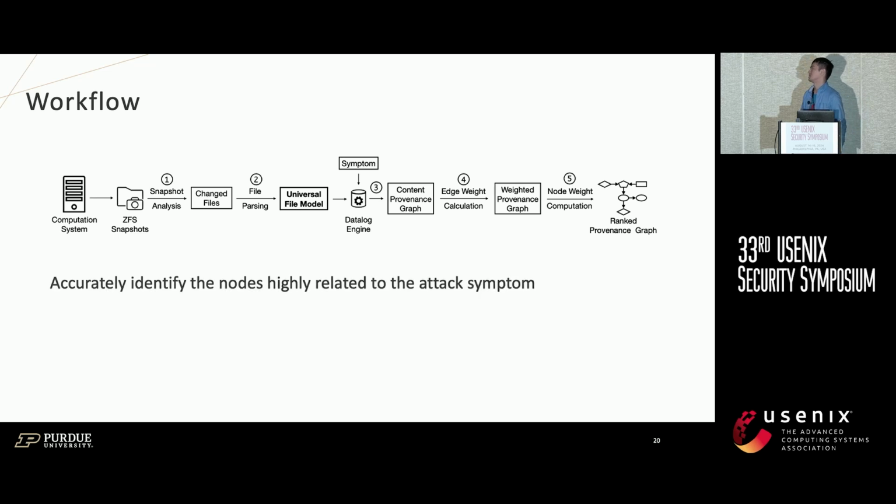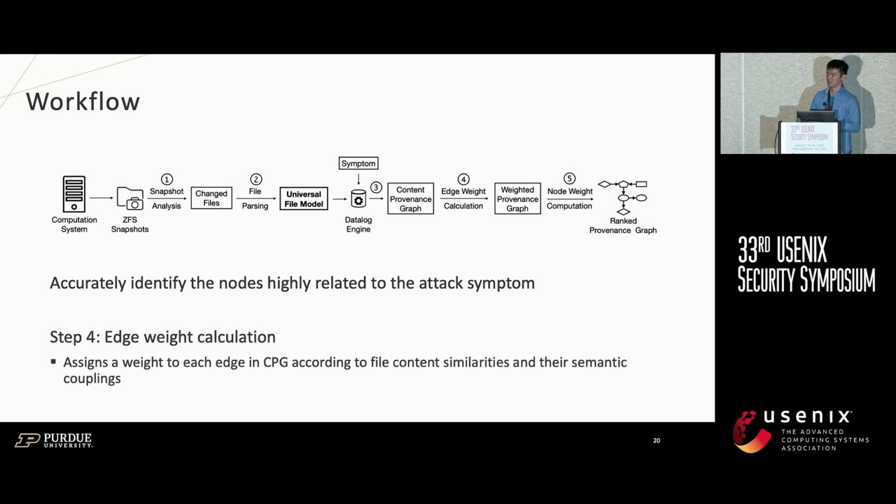So the next part is, since this graph is very large, we want to highlight those edges related to the attack symptom file. The first thing, similar to PageRank, is that we want to rank those files which are most highly likely related to the symptom file. We first do the edge weight calculation.